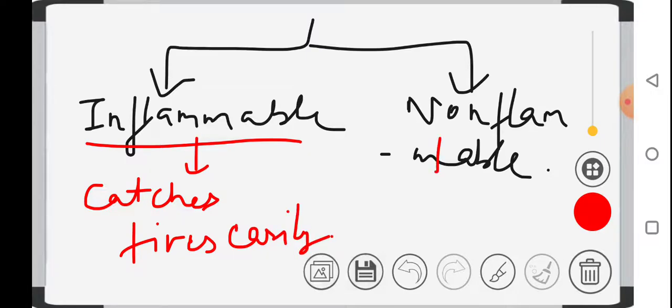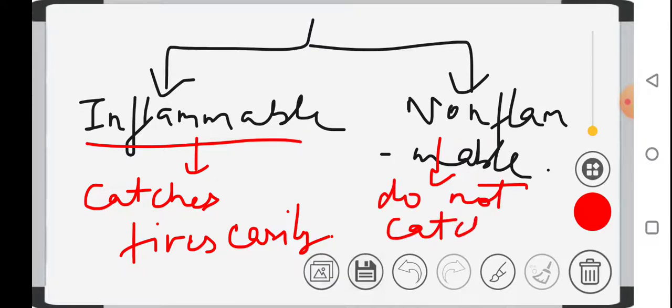And what are non-flammable substances? Those substances that do not catch fire easily. Class 6th and 7th, non-flammable substances do not catch fire easily.